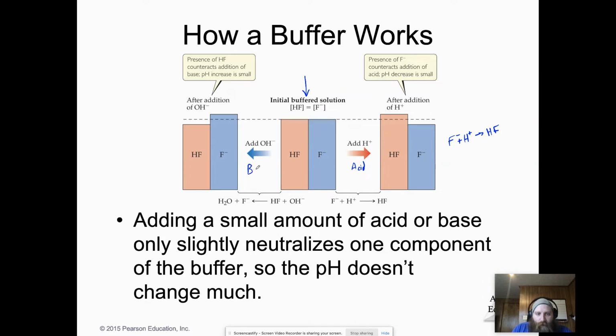If on the left here we add a base, well, the presence of the HF, which is going to slightly ionize and give you a couple H pluses, is going to prevent this from drastically increasing the pH, making it more of a basic solution. The basic understanding of a buffer is if you have a buffered solution, you can add a little bit of acid or base to it with less of an effect than normal.